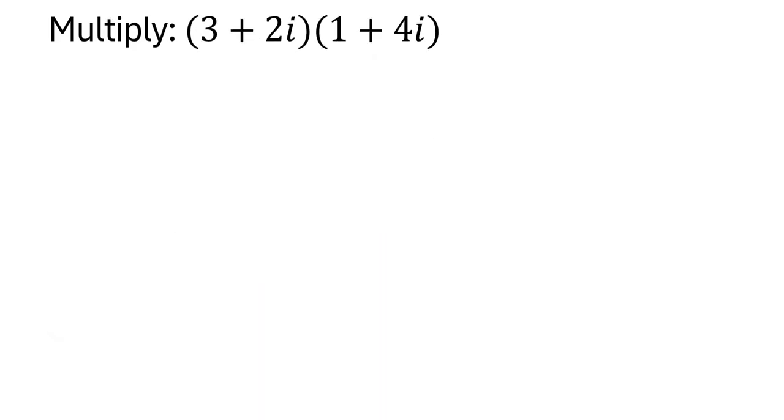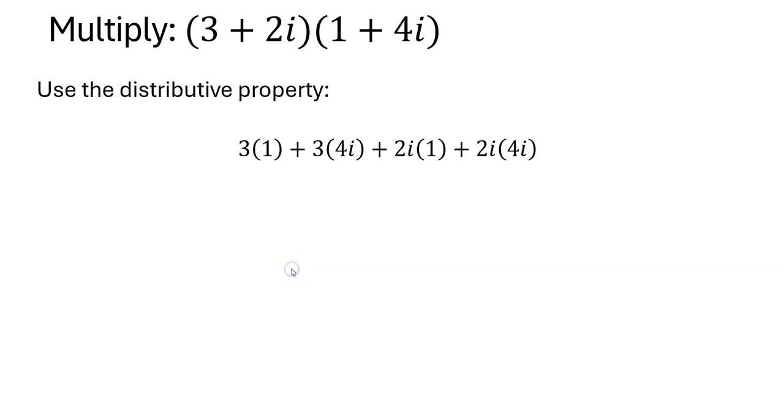Okay, let's go and do one more. Now we are multiplying two binomials. So 3 plus 2i times 1 plus 4i. Well, we're going to basically just do the same thing. We're going to use the distributive property. So first we're going to take that 3 and distribute it to the second binomial. So 3 times 1 plus 3 times 4i. Then we're going to take that +2i and distribute. So 2i times 1, 2i times 4i.